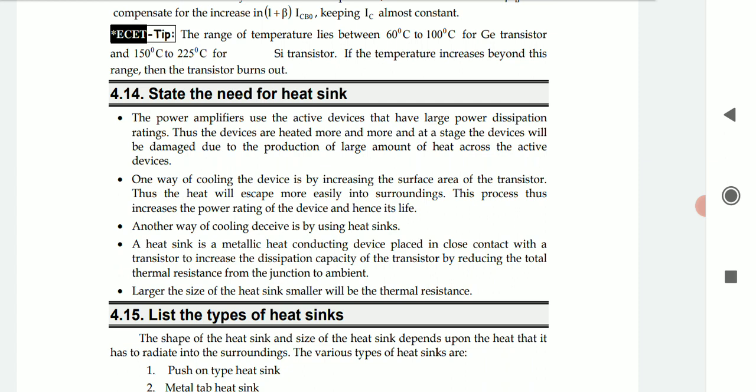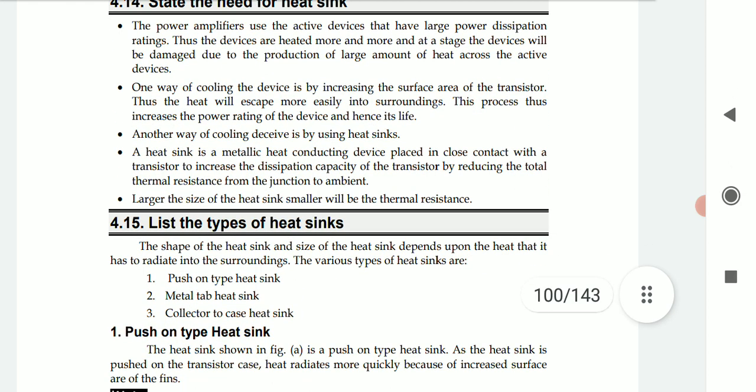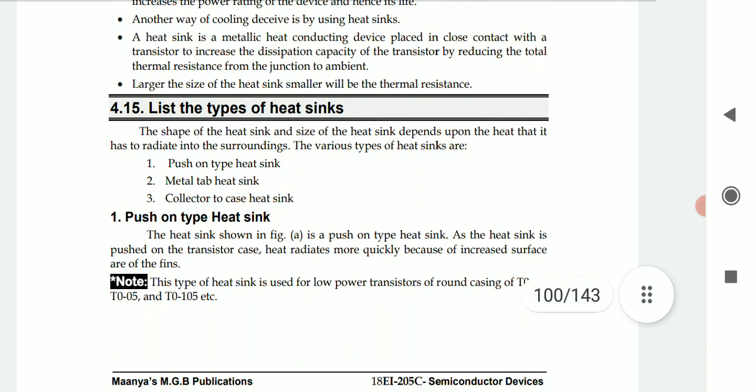Another way of cooling the device is by using the heat sink. This is the definition: a heat sink is a metallic heat conducting device placed in close contact with the transistor to increase the dissipation capacity of the transistor by reducing the total thermal resistance from the junction to ambient. The larger the heat sink, the smaller will be the thermal resistance.